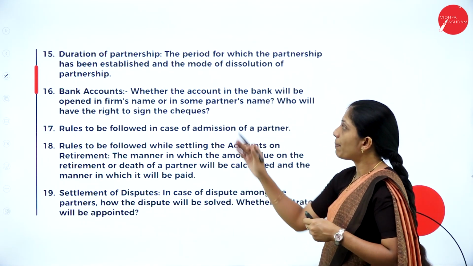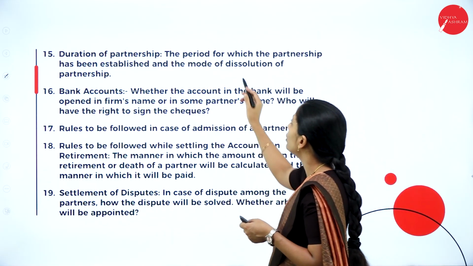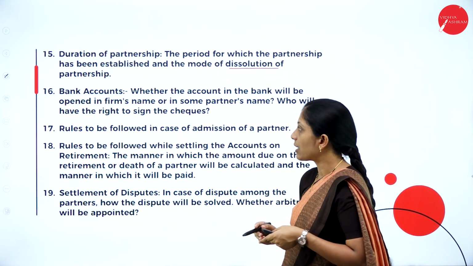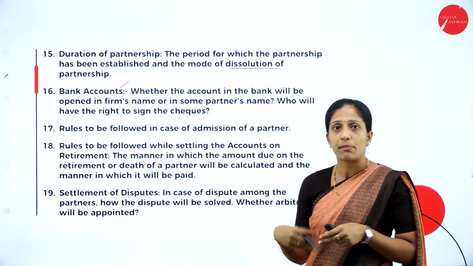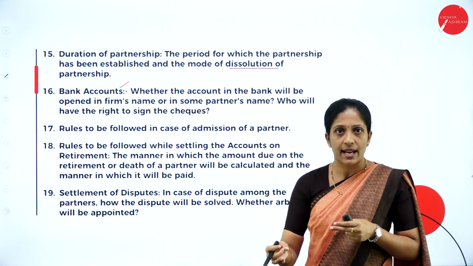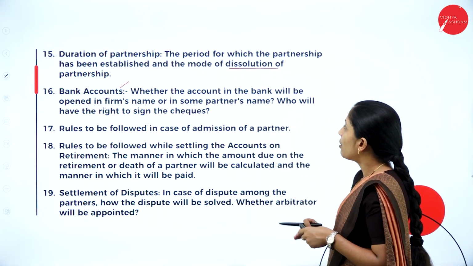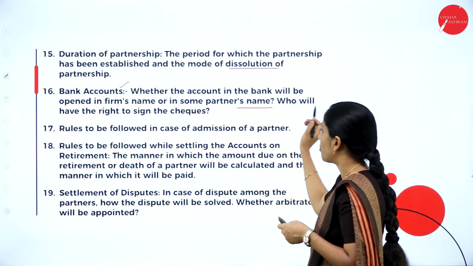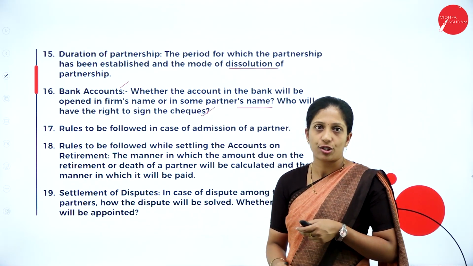The period for which the partnership has been established and the mode of dissolution. How they are going to wind up the partnership firm. Mode of dissolution of partnership. Next, bank accounts. So, whether the account is being maintained in the name of the partnership firm or in an individual partner's name. Such things they have to mention in the partnership deed. Whether the account in the bank will be opened in the firm's name or in some other partner's name. Who will have the right to sign the cheques of the partnership firm?